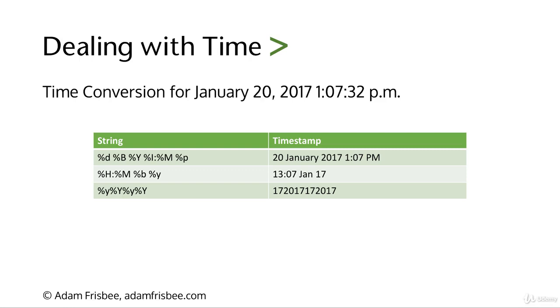On the second one down, capital H gives us the 24-hour hour marker. Capital M gives us the minutes. Lowercase b gives us the abbreviated month. And lowercase y gives us the 2-digit year.